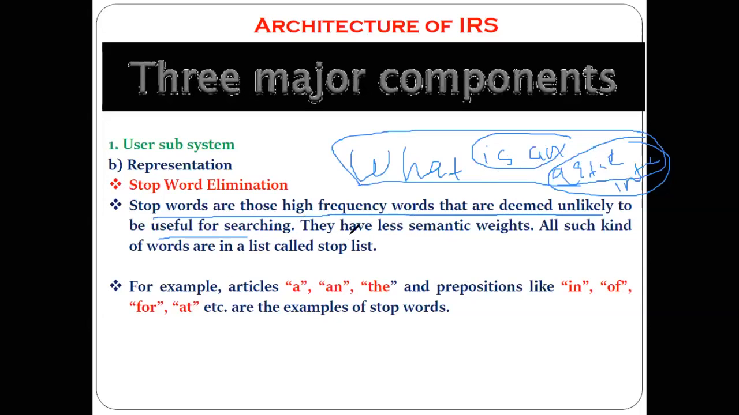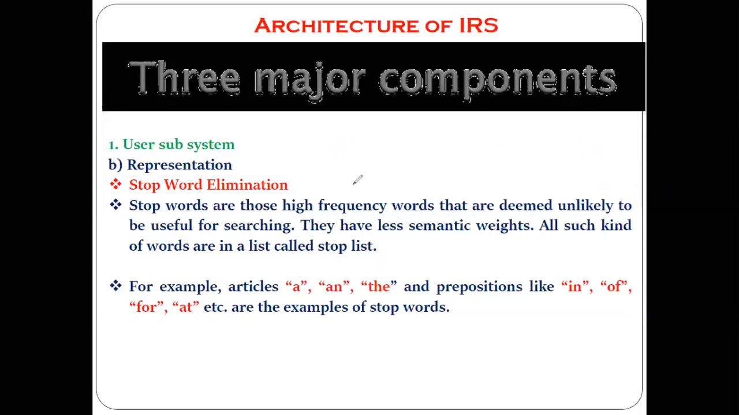And the part of the representation also consists of the stop word elimination. Now these stop words don't have any kind of specific meaning. All these kinds of words come in the stop list. I have mentioned examples here also, like a, the, is, of, and, etc. All those words which don't have any relevance in the searching come under the category of stop words, and they get eliminated.